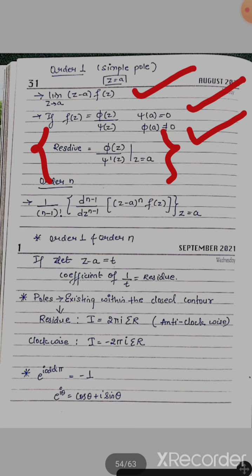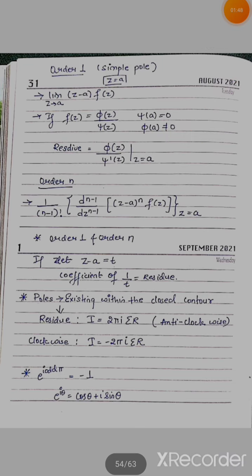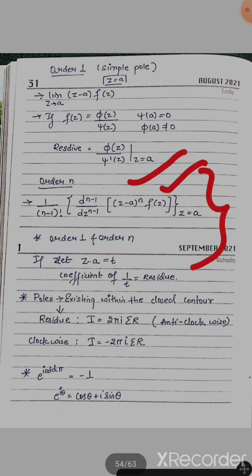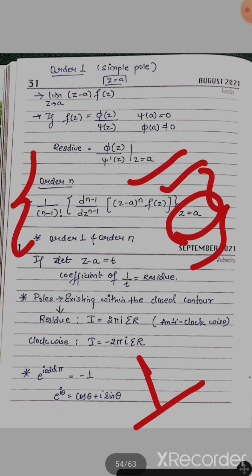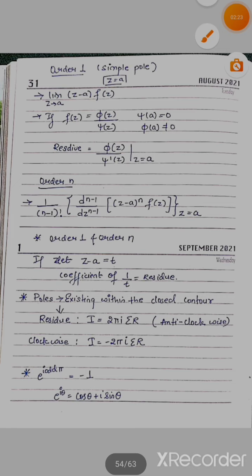Let's learn the next one. For the order 1 pole, just remember the formula and the way you have to solve this. Next, for the order n pole, the residue is 1 by (n minus 1) factorial into d to the power of n minus 1 by dz to the power of n minus 1, the whole bracket, of (z minus a) to the power n times f of z, where z is equal to a. If it is anything other than a simple pole, or order 1 pole, you have to use this formula to find the residue.